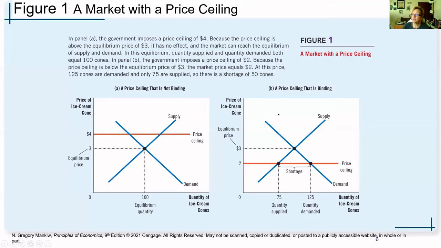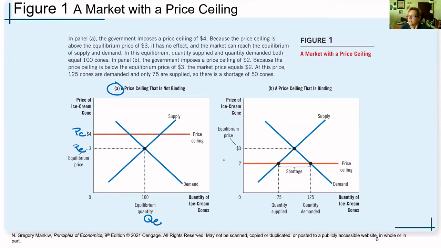Here's a much nicer example. I don't know if the government would ever put a ceiling on ice cream cones, but let's say that they did. And we can see that in the first panel, because the price ceiling is above price equilibrium, it is non-binding. Our price equilibrium will be the price in the market, and our quantity equilibrium will be the quantity.